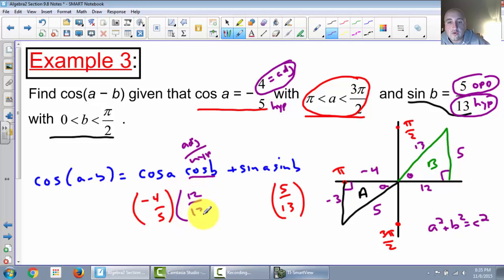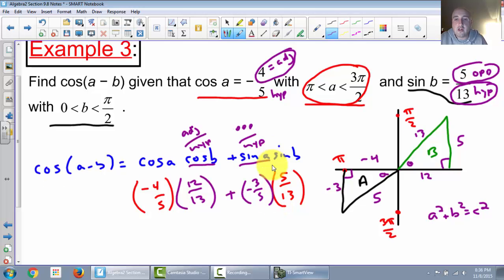This one is 12 over 13. Okay. Plus, and we know sine of B, so now we need to figure out sine of our triangle A. So here's A. Sine is negative 3 over hypotenuse. Remember, it's opposite over hypotenuse. So opposite is negative 3. Hypotenuse is 5. Negative 3/5.